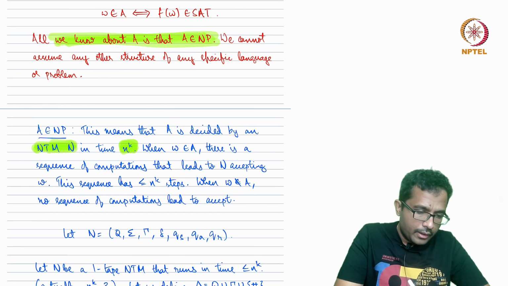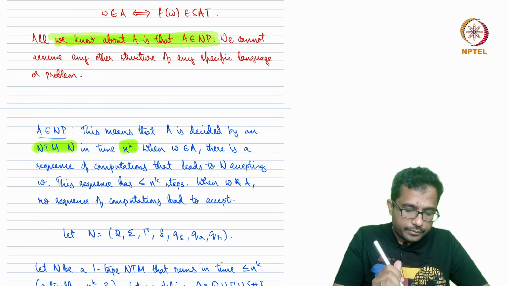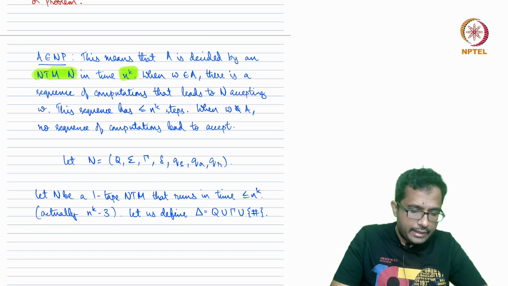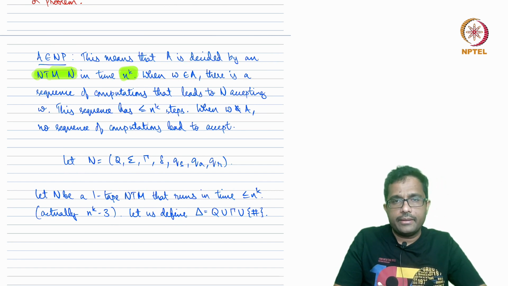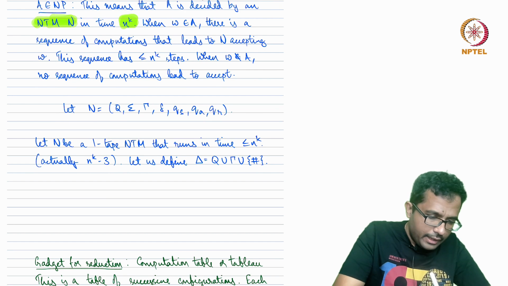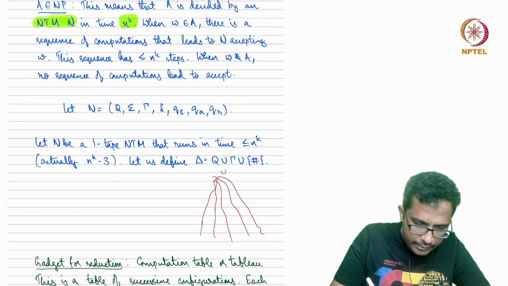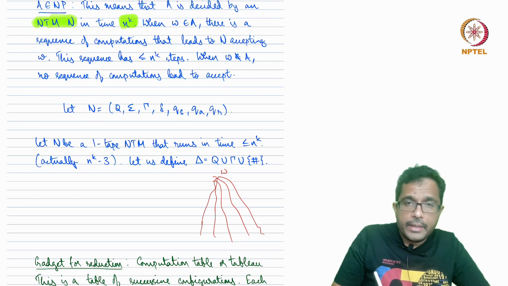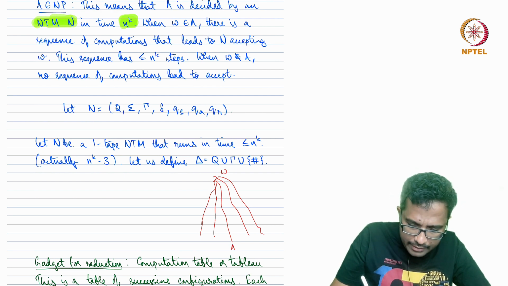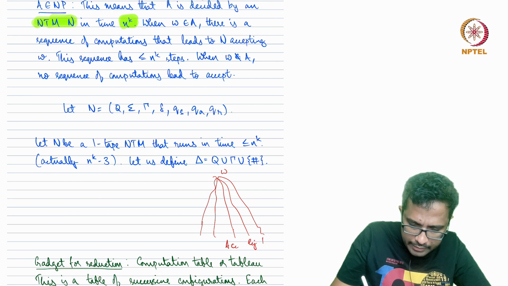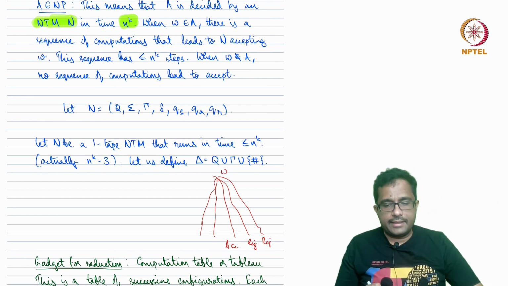This means that when a string W in A is input to this Turing machine, then we have a sequence of computations. So there could be many computation paths. Let's say W is input to N. There could be many computation paths, but we know at least one of them is an accepting computation path. The others could be reject, but we know at least one accepting path exists.